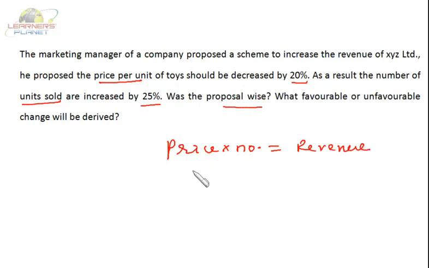Now let's assume the price per unit is 10 and the number of units is also 10. So the total revenue generated is 100. Now he proposed the price per unit should be decreased by 20%. That means the new price is 8. And the number of units are increased by 25%. That means the new number of units is 12.5. So it's again 100. That means there are no changes in the revenue. Initially it was 100, and after this scheme, still the revenue is 100. So there is no change.